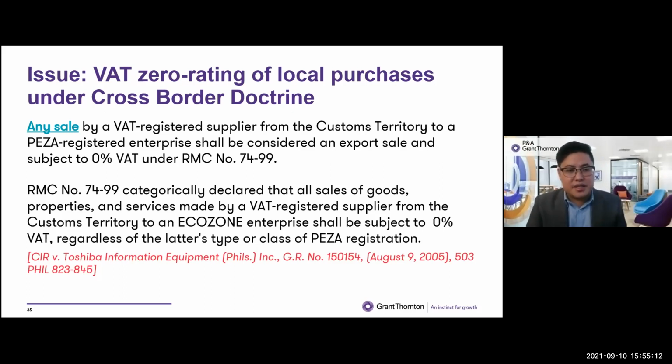In prior cases decided, the Supreme Court already affirmed the previous issuances of the BIR by saying that any sale by a VAT-registered supplier from the customs territory to a PEZA-registered enterprise shall be considered an export sale and subject to 0% VAT. All sales of goods, properties, and services made by a VAT-registered supplier from the customs territory to an Ecozone enterprise shall be subject to 0% VAT, regardless of the latter's type or class of PEZA registration. Take note, however, these were decided prior to the CREATE law, no? Prior to the CREATE law. So if you look at the basis, it's RMCs issued way back in 1999. Now, it could be an entirely different ball game, considering the direct and exclusive use qualification as provided under the CREATE law.